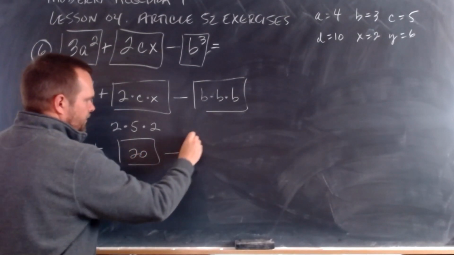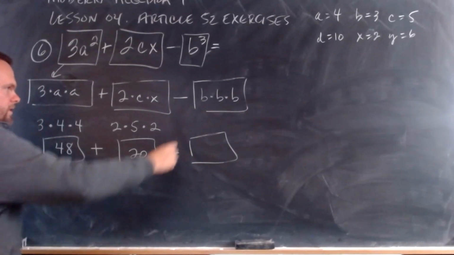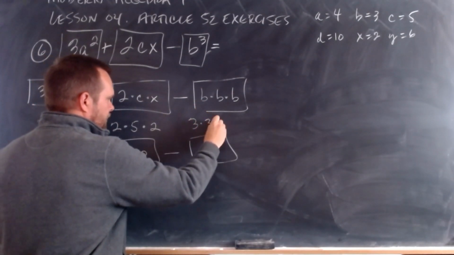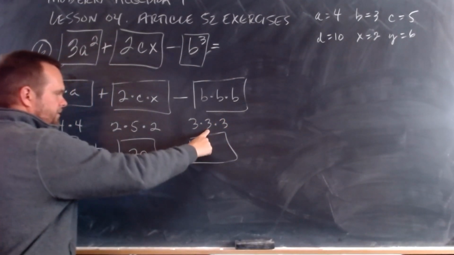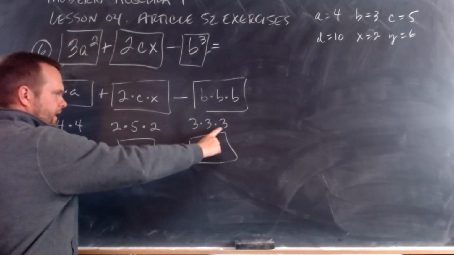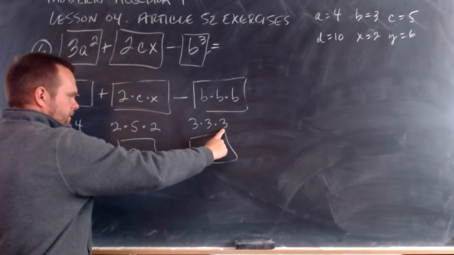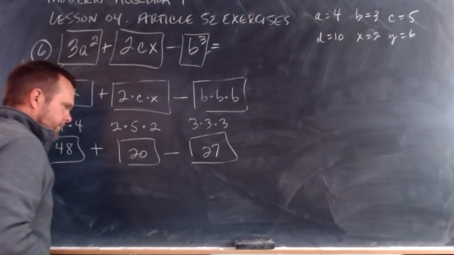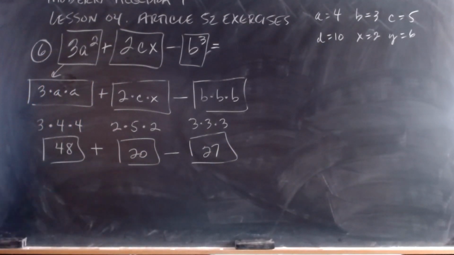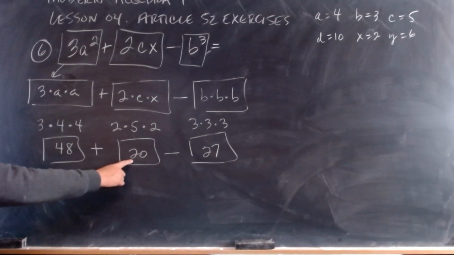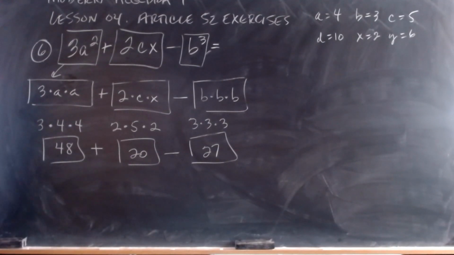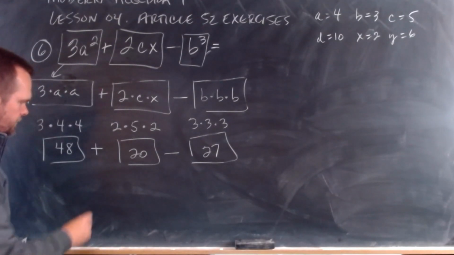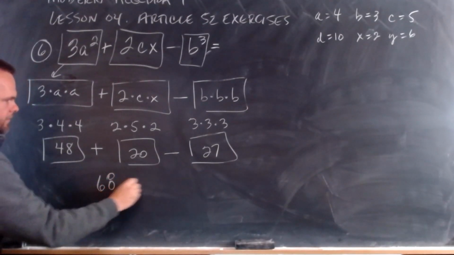Minus this third term. What's the value of b? 3. 3 times 3 times 3. What's 3 times 3? 9. What's 9 times 3? 27. Now we have simple arithmetic. What's 48 plus 20? 68. 48 plus 20 is 68. And what's 68 minus 27?